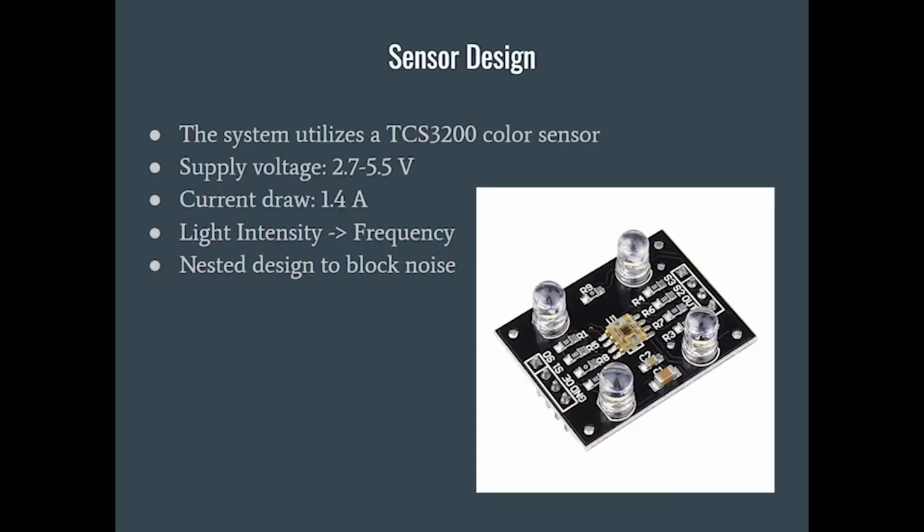After discussing the pump and motor, next up is our actual color sensor and its design. It's a pretty simple color sensor, nothing fancy. It's the TCS3200 color sensor. Its main job is to convert light intensity into a frequency, which we can then read and use to determine what color to make. We have this sensor nested within our design so it can block the noise you might get from some of the light in the room.